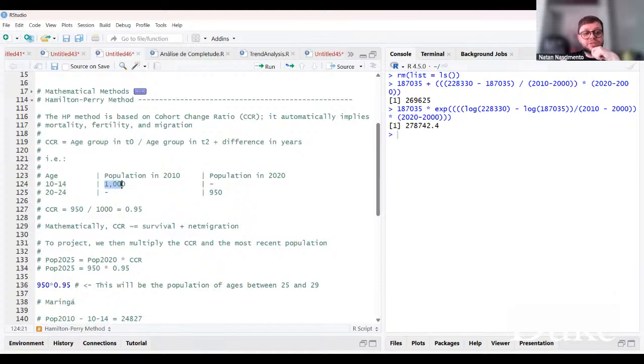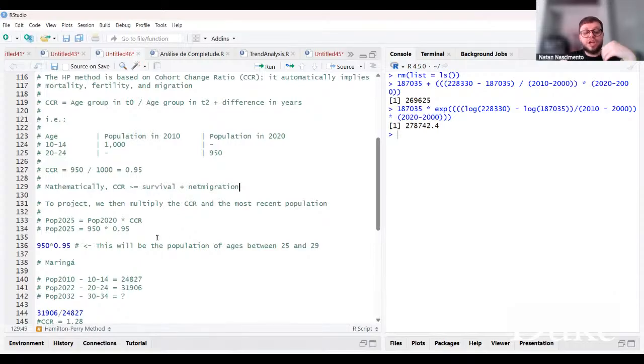Because we expected that those 1,000 people would be here 10 years later. It might not be. It could have grown, it could have decreased, it could be the same. So this is why mortality, fertility, and migration are implied. Because if it birthed more, it will show here. If more died, it will show here. And if people changed location, migrated, it will show here. It's already implied. Because mathematically, the cohort change ratio approximately means survival plus net migration.